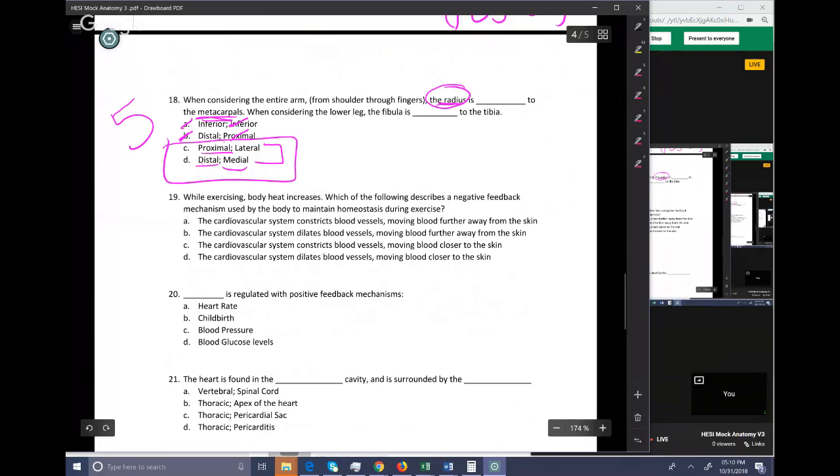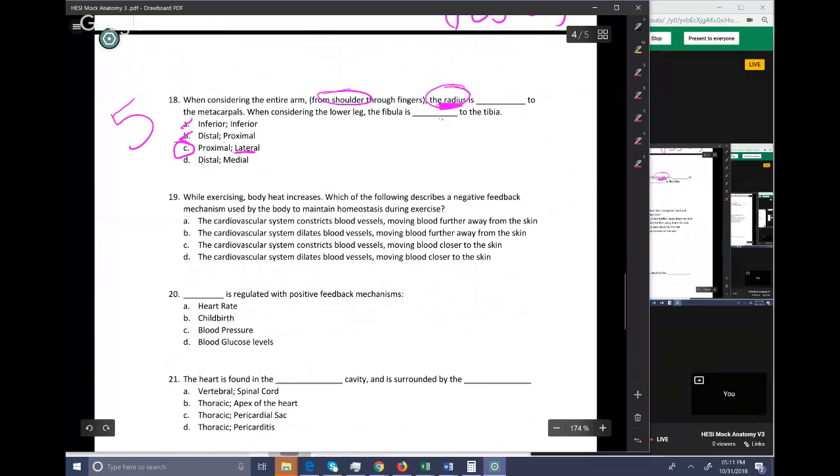So the radius is closer to the point of attachment, which is the shoulder. And that's why they listed that there for you. The radius is closer to the shoulder than the metacarpals. So the radius is a step closer on your arm to the point of attachment, which is what we relate proximal and distal to. That would make the radius proximal. That would make the radius closer to the shoulder, not further from it.